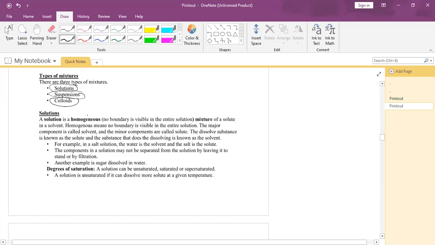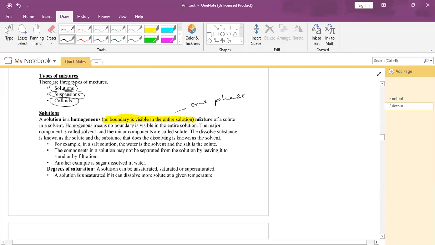A solution is a homogeneous mixture of a solute in a solvent. When I say homogeneous, it means that there's no boundary that is visible in the entire solution. So if I put sugar in water and mix them up, I cannot identify any boundary between the sugar and the water, right? It appears as if we have just one phase, just one phase, okay? So no boundary, that means you see only one phase. So homogeneous means no boundary is visible in the entire solution.